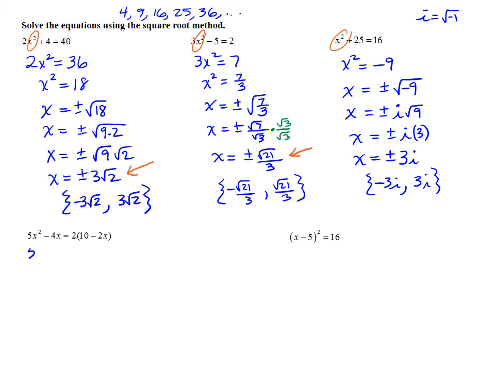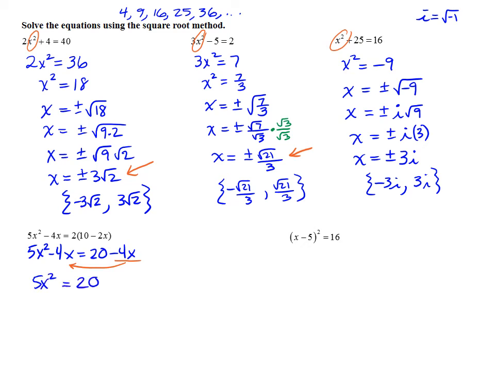Let's simplify this. 5x squared minus 4x, those are not like terms, so it doesn't simplify. But I can distribute the 2. 2 times 10 is 20. 2 times negative 2x is negative 4x. Now when I go to move things to one side, so I get 0 on one side, I'm going to move that negative 4x over. And when I do that, those 4x's are going to add up to 0. Negative 4x plus 4x is 0. So I do get a situation where the bx term goes away.